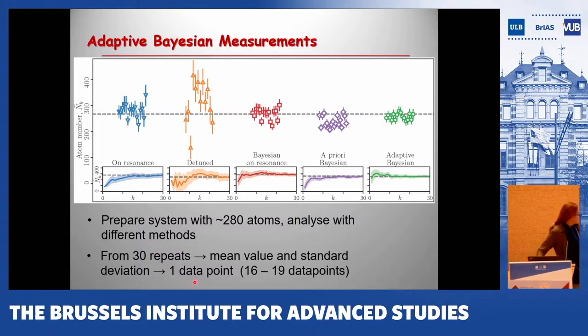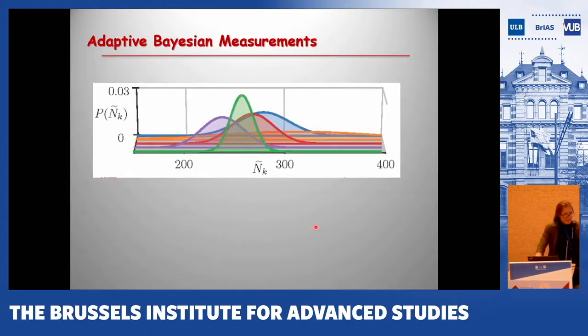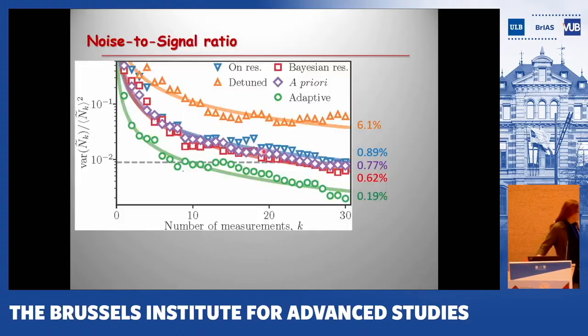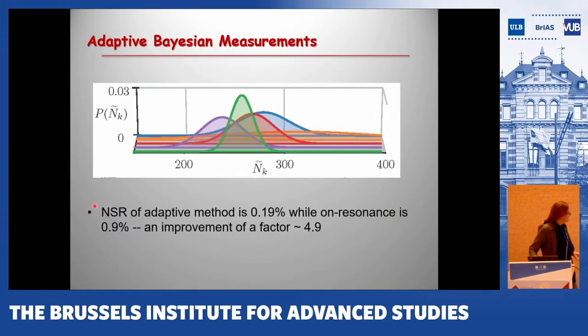So here we prepare the system always with 280 atoms as close as possible and analyze it with different methods and then repeat it 30 times. So this shows you again the width of the distributions that we have measured, and you can see the adaptive one is much narrower than the other methods, and we get an improvement. So the noise to signal ratio of our sensing is 0.2%, while for the standard method it would be 0.9%, and that's an improvement of a factor close to 5, 4.9.